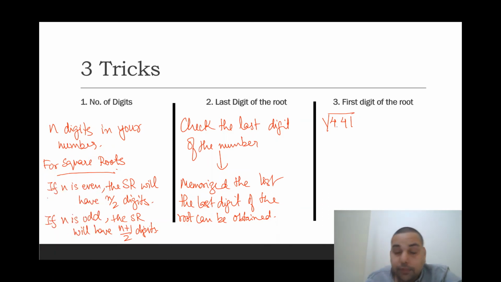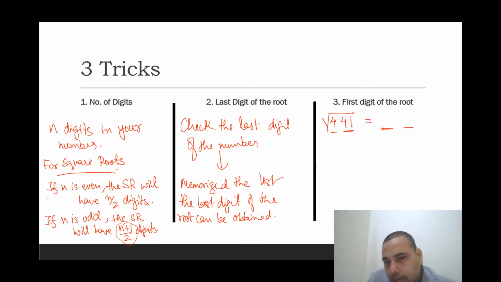See, how can I figure out if it is a perfect square? Notice that there are 3 digits in the number. I'll use the n plus 1 by 2 formula, which means my square root should have 2 digits.